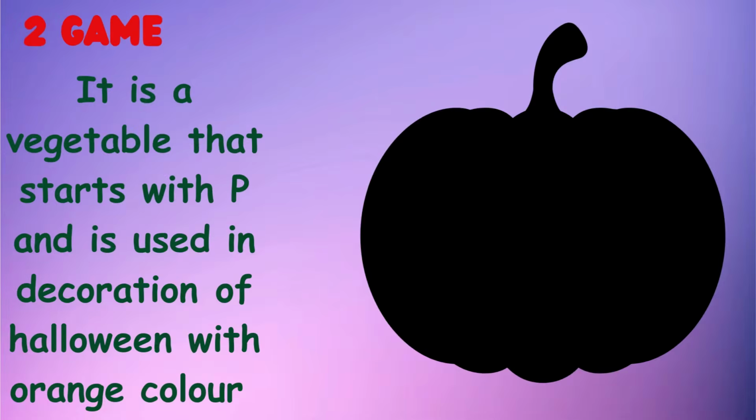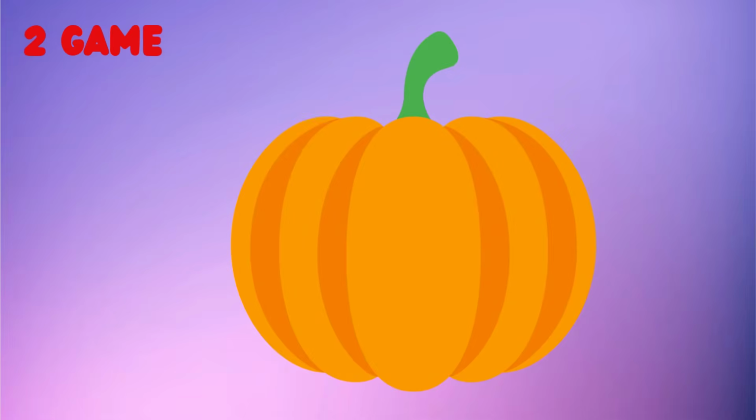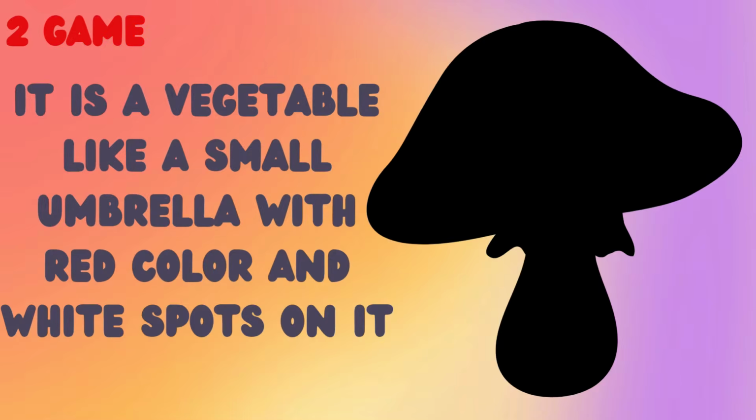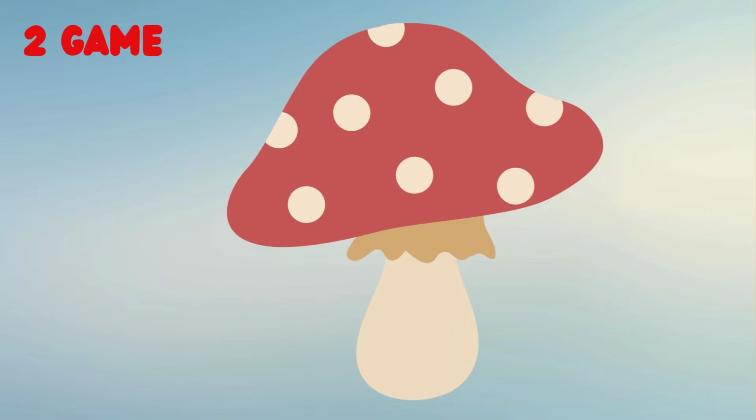Hint: it is a vegetable that starts with P and is used in decoration of Halloween with orange color. Can you guess it? Yes, it was the pumpkin that was hiding behind the black blanket. Hint: it is a vegetable like a small umbrella with red color and white spots on it. Can you guess it? Yes, it was the mushroom that was hiding behind the black blanket.